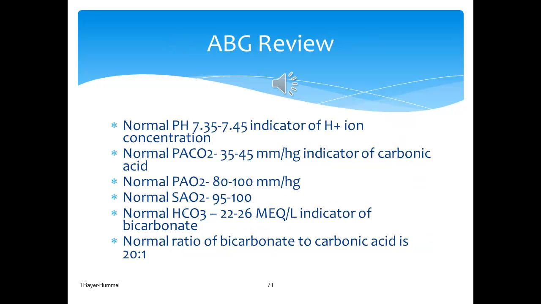ABG review. Normal pH 7.35 to 7.45, indicator of hydrogen ion concentration. Normal PaCO2 35 to 45 millimeters of mercury, indicator of carbonic acid. Normal PaO2 80 to 100 millimeters of mercury. Normal SaO2 95 to 100. Normal bicarb 22 to 26 milliequivalents per liter, indicator of bicarbonate. Normal ratio of bicarbonate to carbonic acid is 20 to 1.